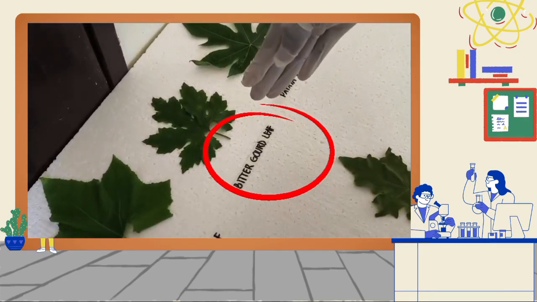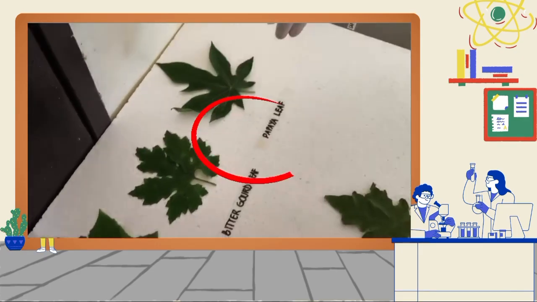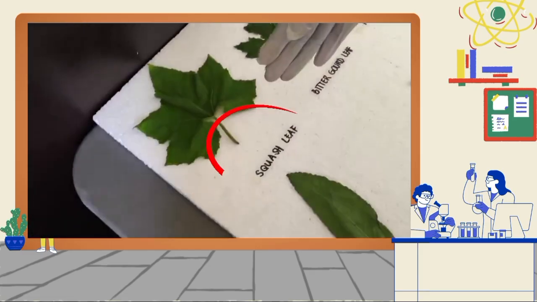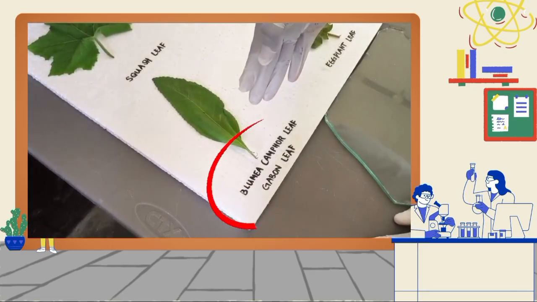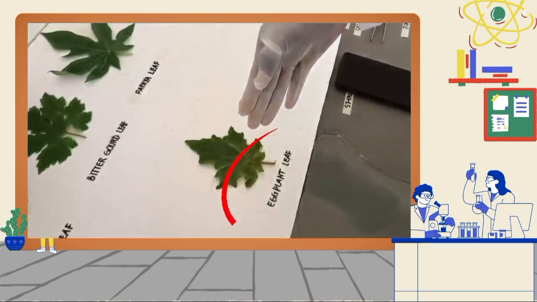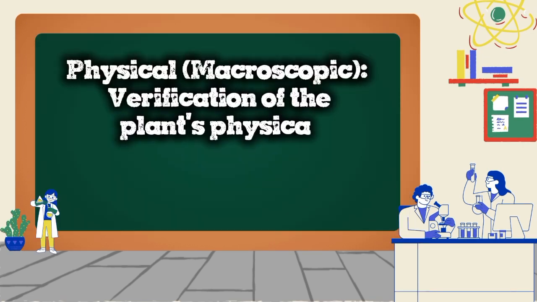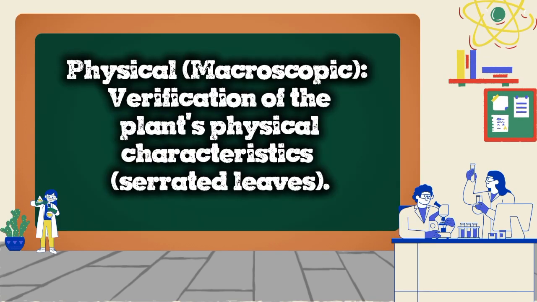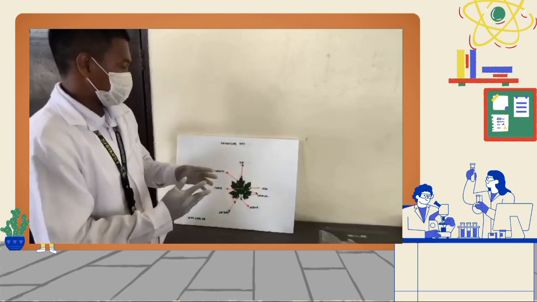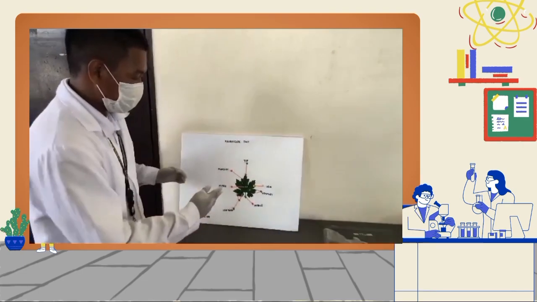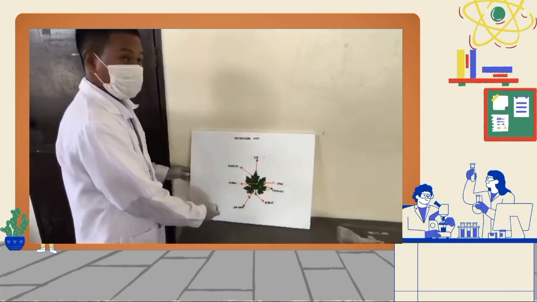We have the bitter gourd leaf, the papaya leaf, the squash leaf, the pomelo, camphor leaf or Gabon leaf, the eggplant leaf. Now we are conducting the microscopic test of the specimen, bitter gourd leaf.